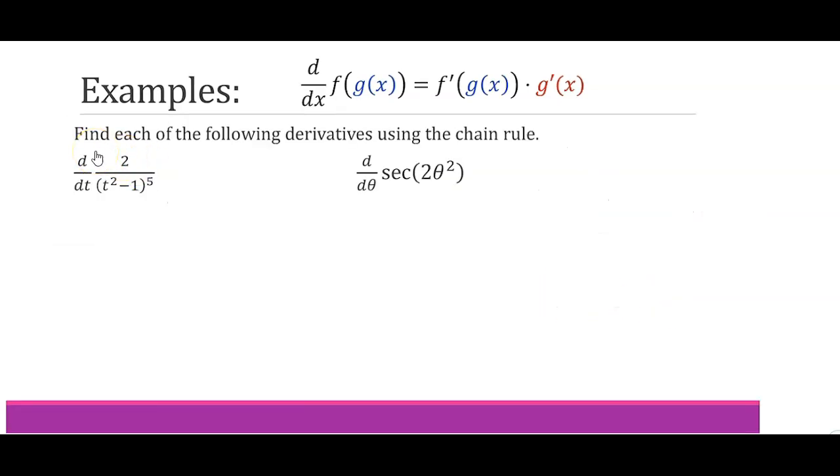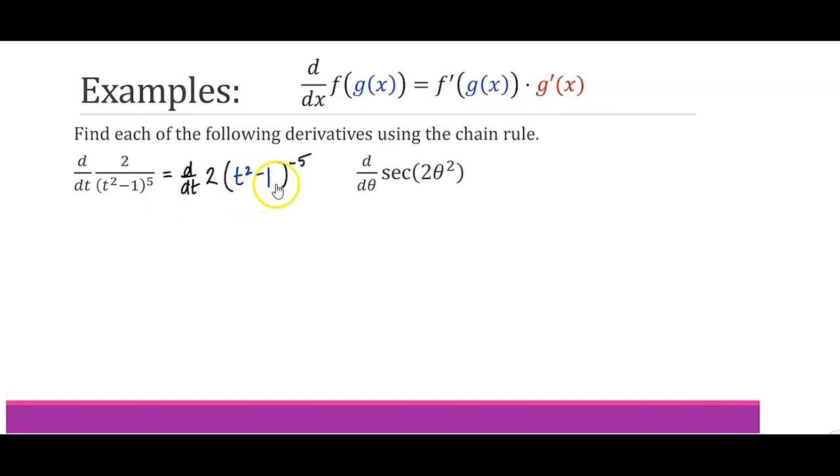Here are a few more examples. We're going to find the derivative with respect to t of 2 divided by the quantity t squared minus 1 to the 5th. We don't want to apply the quotient rule because the numerator isn't a function of t. What we can do instead is rewrite this as the derivative with respect to t of 2 times the quantity t squared minus 1 all to the power of negative 5.